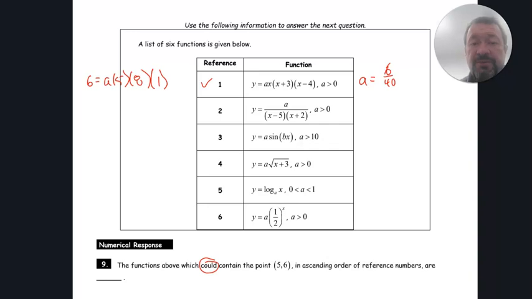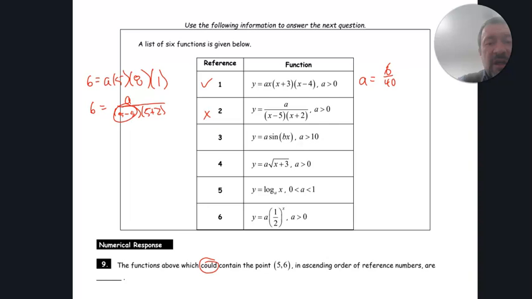For number 2, if I plug 6 in, 6 is equal to a over (5 minus 5), and then (5 plus 2). Well, here's my problem right there. If I plug 5 in, I get an undefined result here because I've got division by 0. So no, that one won't work.